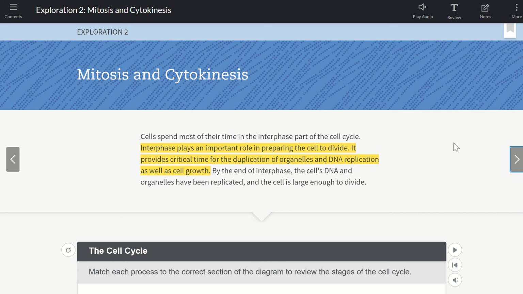All right, now that we've talked about chromosomes, let's go ahead and look at Unit 5, Lesson 2, Exploration 2. In this exploration, we're going to be looking at the process of mitosis and cytokinesis.